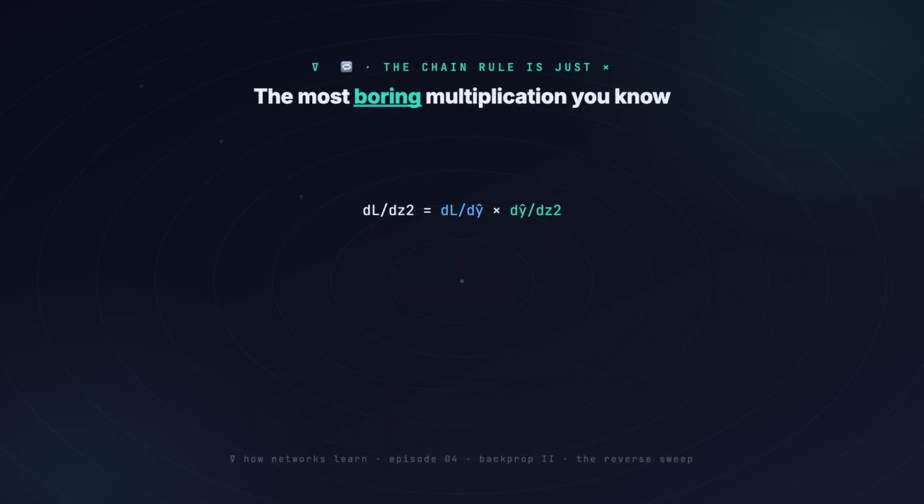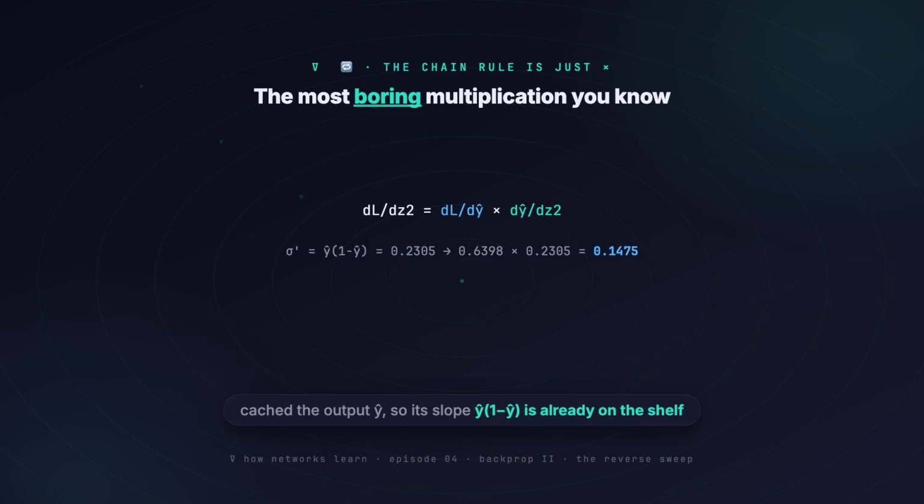Here's the second myth, that the chain rule is something exotic. It's the most boring multiplication you've ever done. dL/dz2 is dL/dy times dy/dz2. Our output went through a sigmoid, and a sigmoid slope is beautifully cheap. y times (1 minus y), that's 0.2305. So dL/dz2 is 0.6398 times 0.2305, which is 0.1475. And notice why we cached the output and not the input. The slope is written in terms of y, the number already on the shelf.